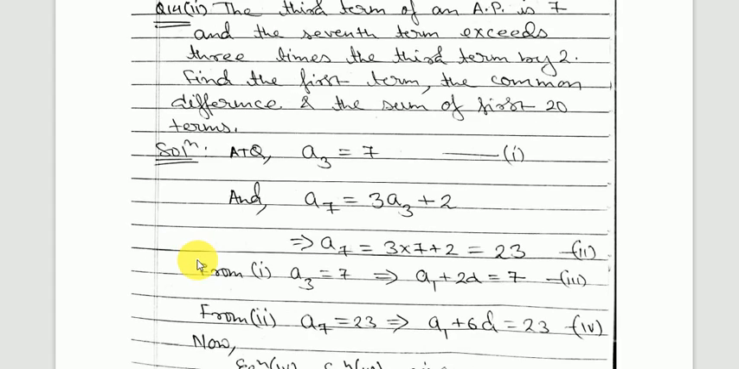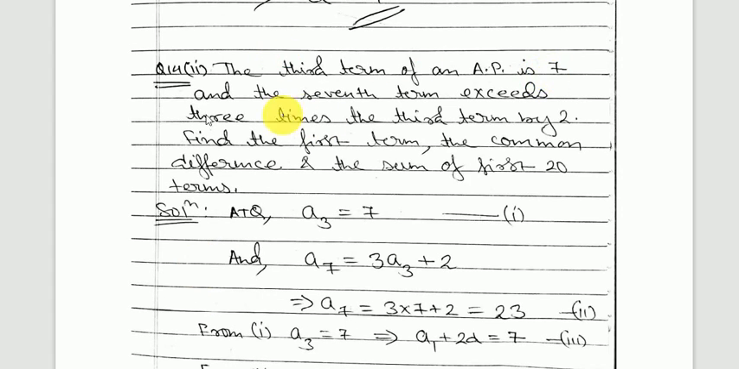Next, question number 14.2. The third term of an AP is 7 and the seventh term exceeds 3 times the third term by 2. So here third term, that means A3 is equal to 7, and the seventh term exceeds 3 times the third term by 2. So A7 will be 3 times the third term plus 2. Find the first term, the common difference and the sum of first 20 terms. So here we have to find the first term, the common difference, and the sum of first 20 terms.